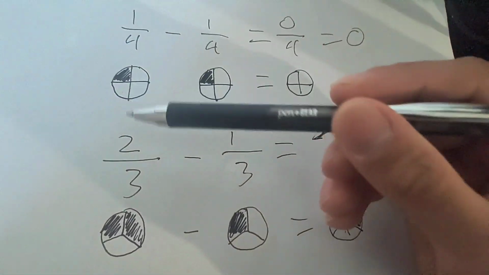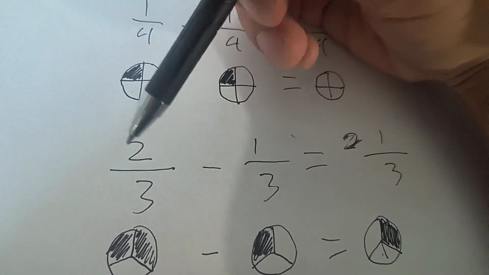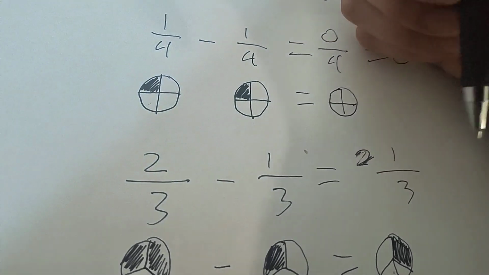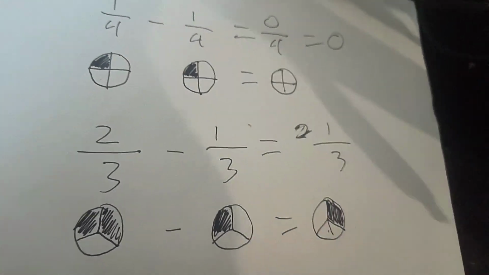That's how it works. So whenever you're subtracting fractions with like denominators, you subtract the numerators and you keep the denominator the same.